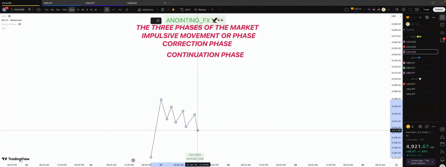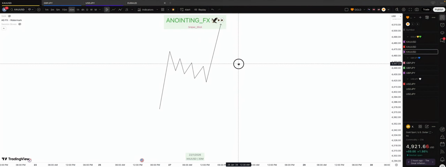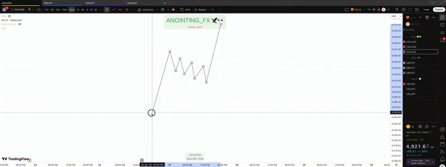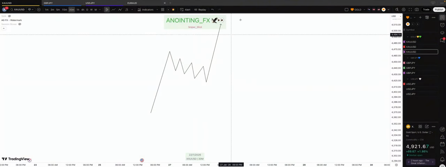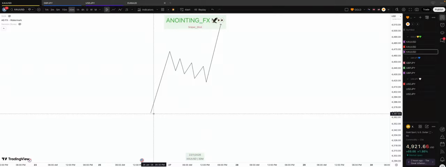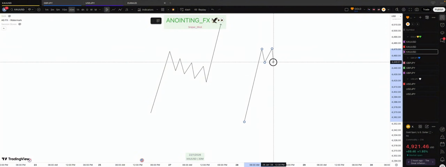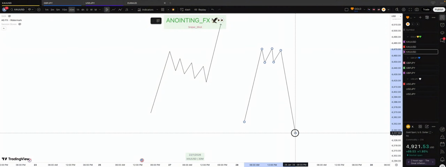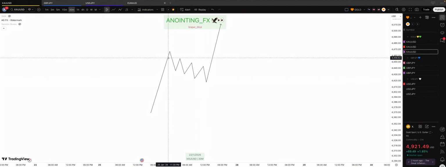And then you have another continuation. So you see, this is how it mostly looks like. You have an impulsive movement, a correction, and then a continuation. So whenever the market moves impulsively, mostly it doesn't move impulsively and then just return like this. It doesn't happen most of the time. What's supposed to happen is what I've drawn here.